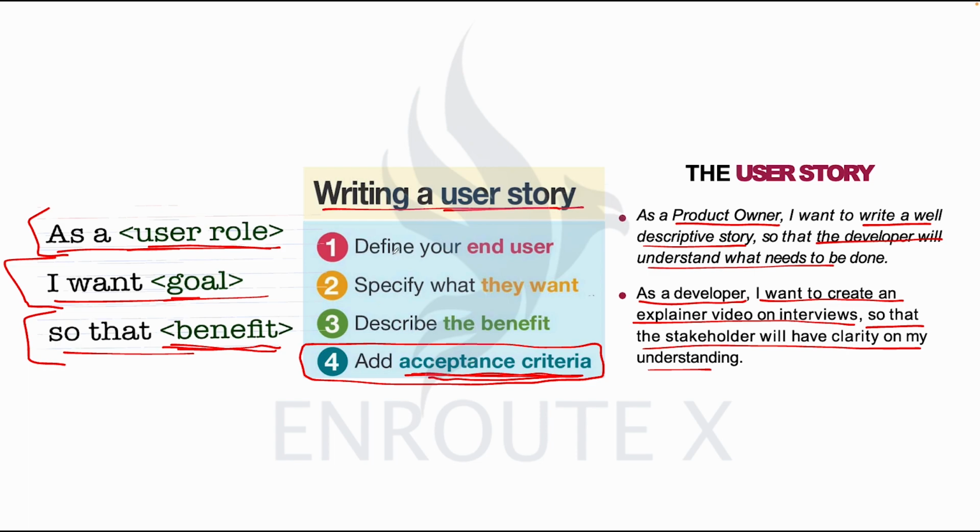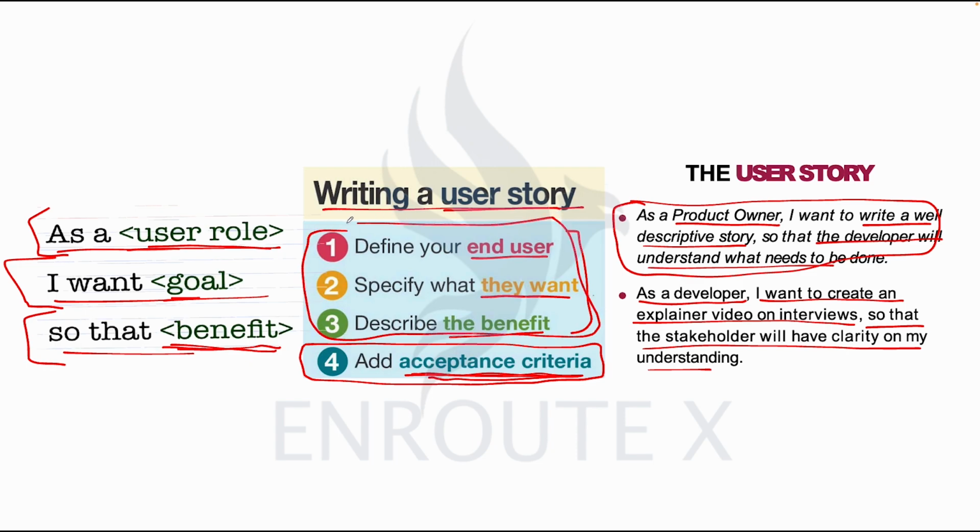So we can see here, define the end user as an end user, specify what they want, that's the goal, what you want to do, and describe the benefits. All these three would form a user story. So in each user story, these three components must be there.